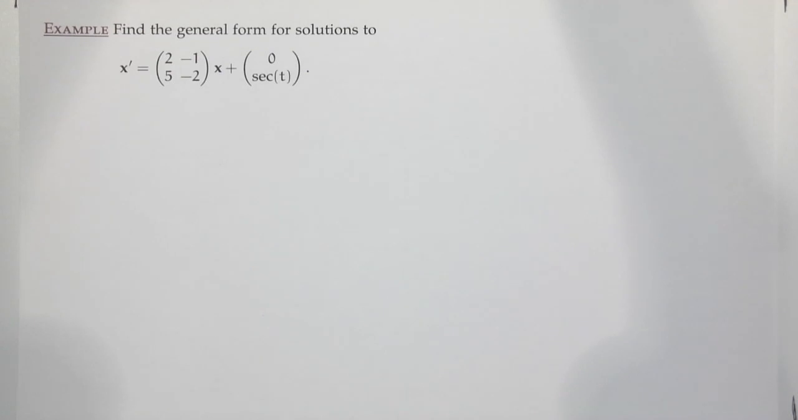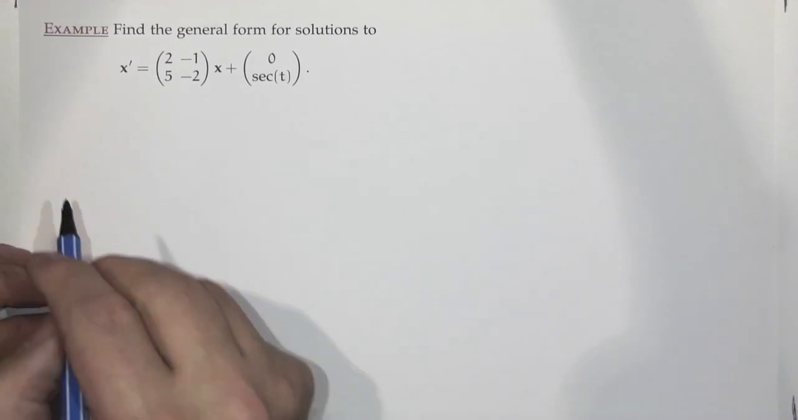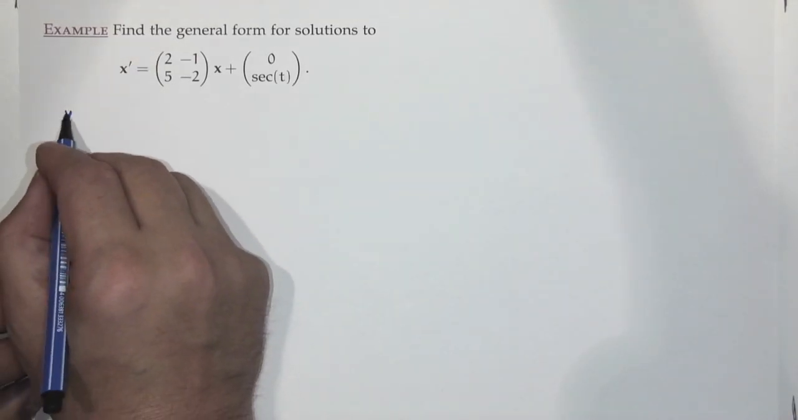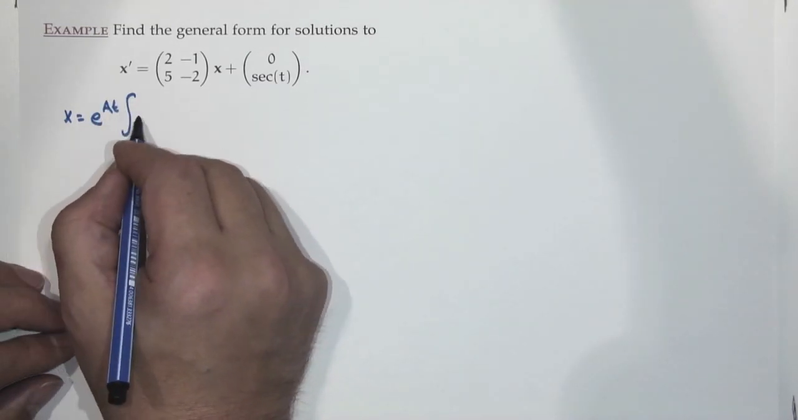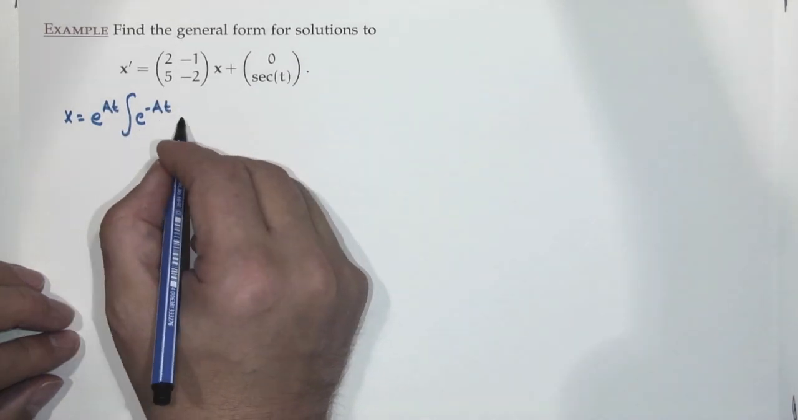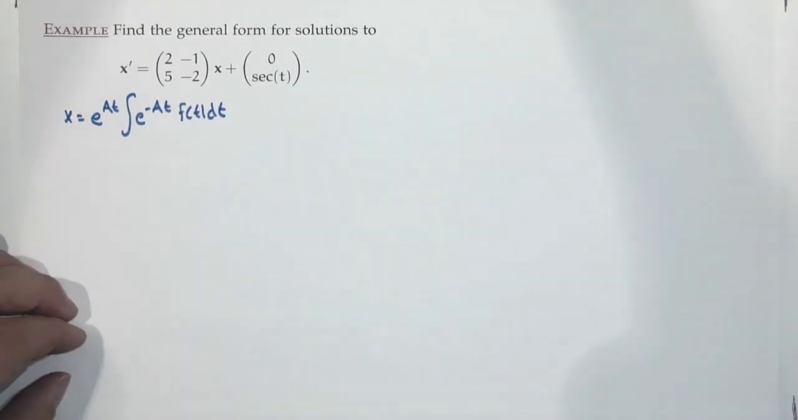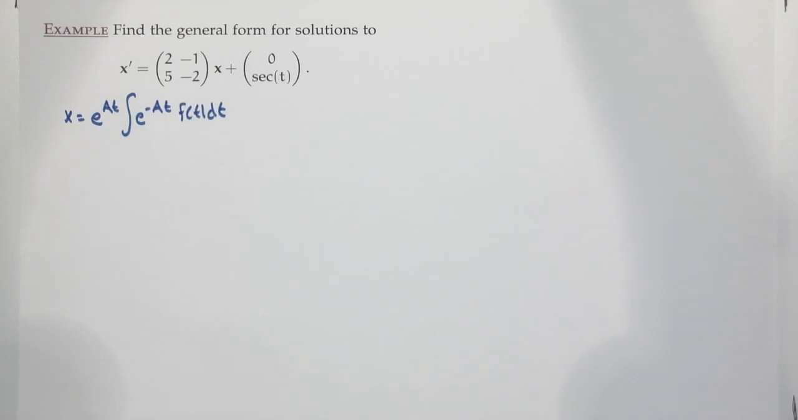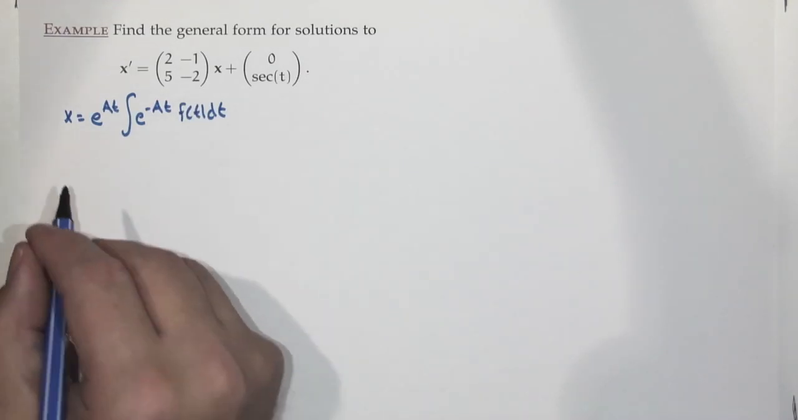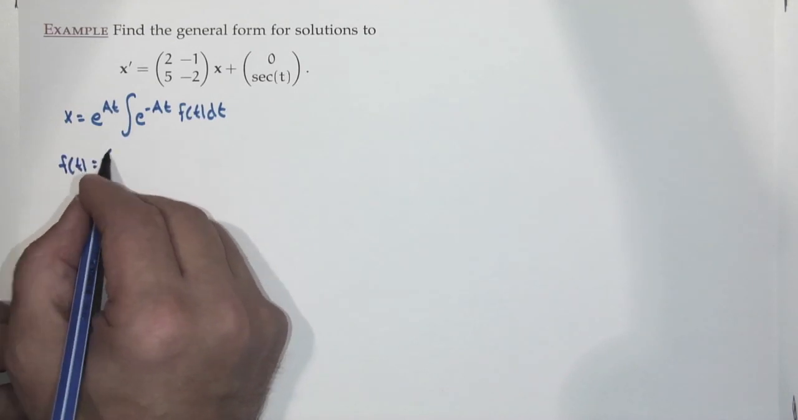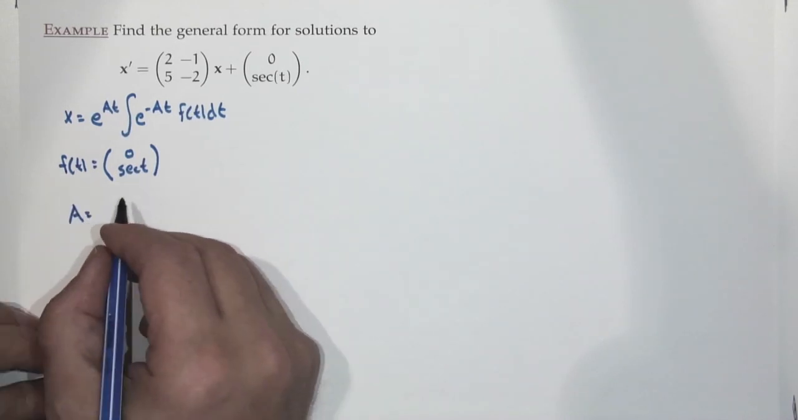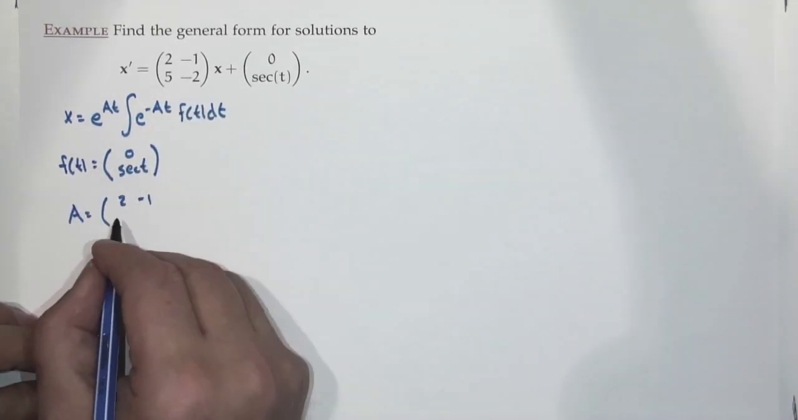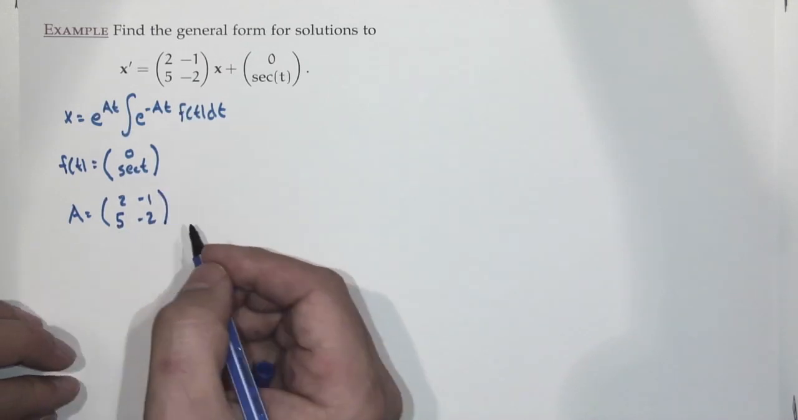So that's good. It's nice that we have options. Okay, great. So we know where we're going. We know x equals, we'll write down our formula, e to the At integral e to the minus At f of t dt. So that's where we're going. All right, what are our pieces? Well, our f of t is 0, secant t, so that's pretty good. And our A is just the matrix of these coefficients, 2, negative 1, 5, negative 2.